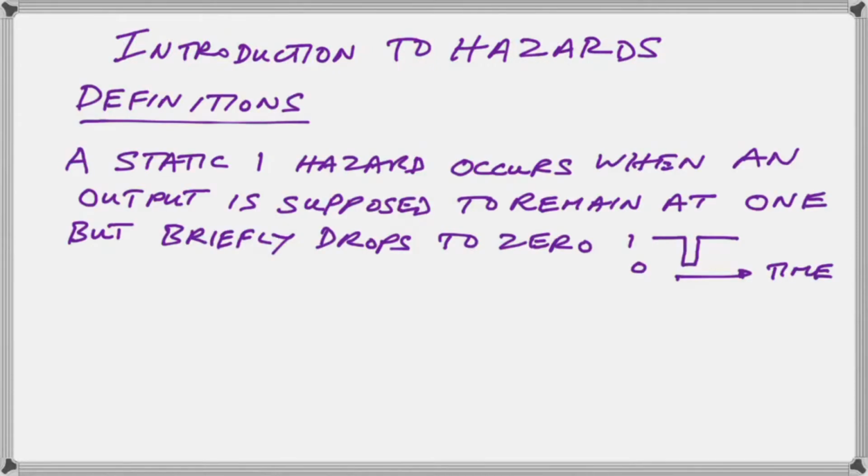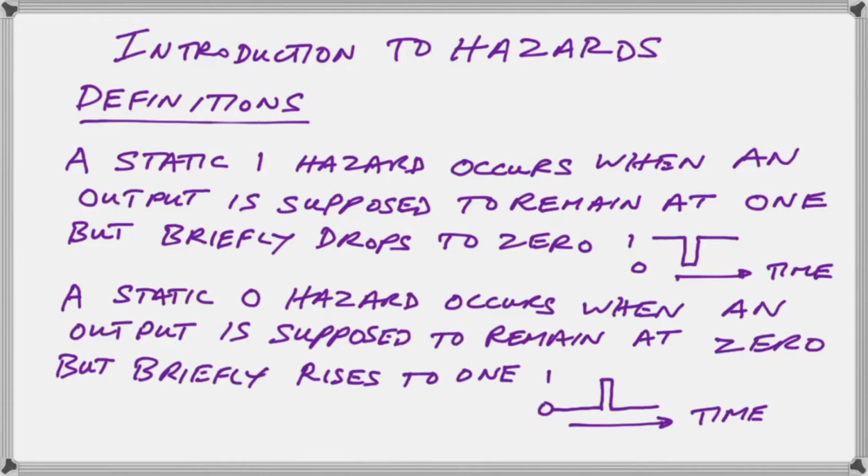First, some definitions. A static 1 hazard is when the line goes to 0 very briefly when it's supposed to stay at a 1 all the time, and it's shown there as a little diagram. A static 0 hazard is the opposite. The line is supposed to be static at 0, and you get a brief glitch to 1 as shown there.